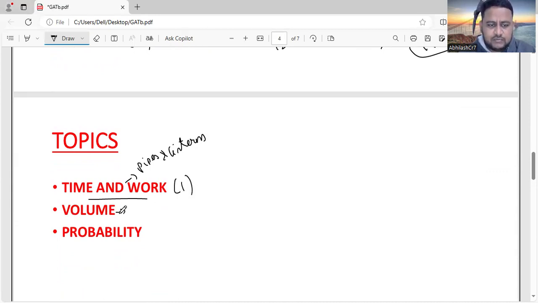Next is volume. When it comes to volume, they're asking volume based on 2D and 3D figures also.